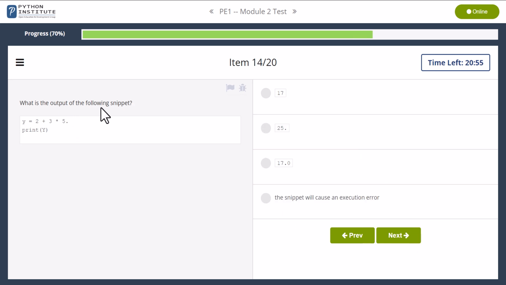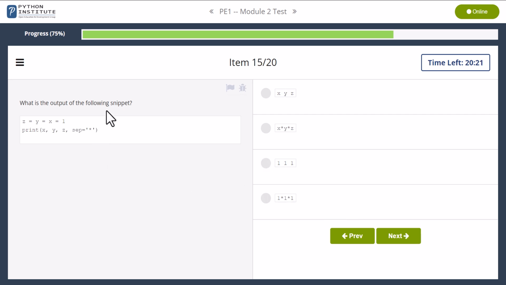What is the output of the following snippet? Y equals 2 plus 3 multiplied by 5 point. So we have to note the point here, which means this 5 is a float value, which makes the whole expression value altogether a float. So 3 multiplied by 5 is 15, plus 2 is 17, and that has to be float. So this will be 17.0.